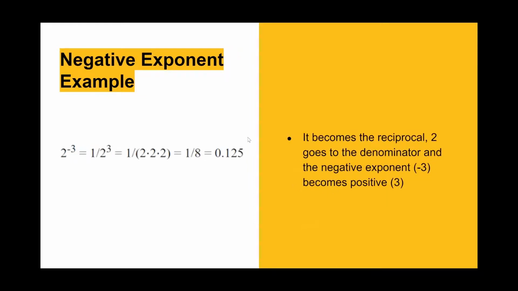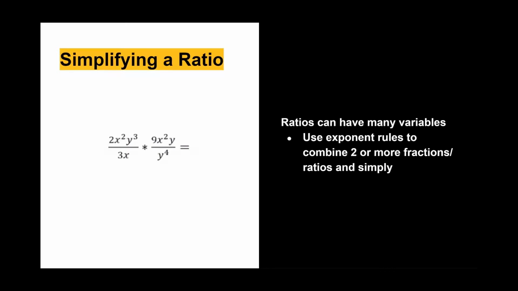And then for the negative exponent example, it becomes the reciprocal. So basically 2 goes to the denominator, and the negative exponent, negative 3, becomes positive. So 2 raised to negative 3 is 1 over 2 raised to 3, which equals 0.125. And then for simplifying a ratio, we have an example here.